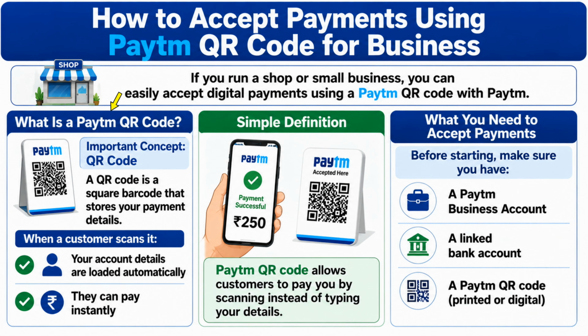A QR code is a square barcode that stores your payment details. When a customer scans the QR code, your account details are loaded automatically. The customer can pay instantly. Simple definition: a Paytm QR code allows customers to pay you by scanning the QR code instead of typing your payment details.